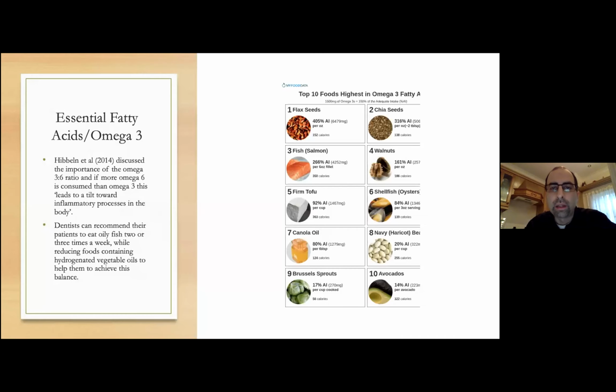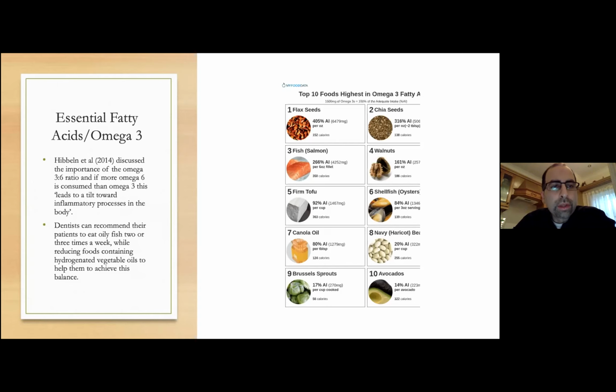These are the top 10 foods which contain omega-3 fatty acids, like chia seeds, fish, of course, as you know, salmon, and shellfish, which I don't think is allowed in Islam, and you can check that yourselves, please. Also avocados, Brussels sprouts, seeds like flax seeds and chia seeds, walnuts, and tofu are good sources.